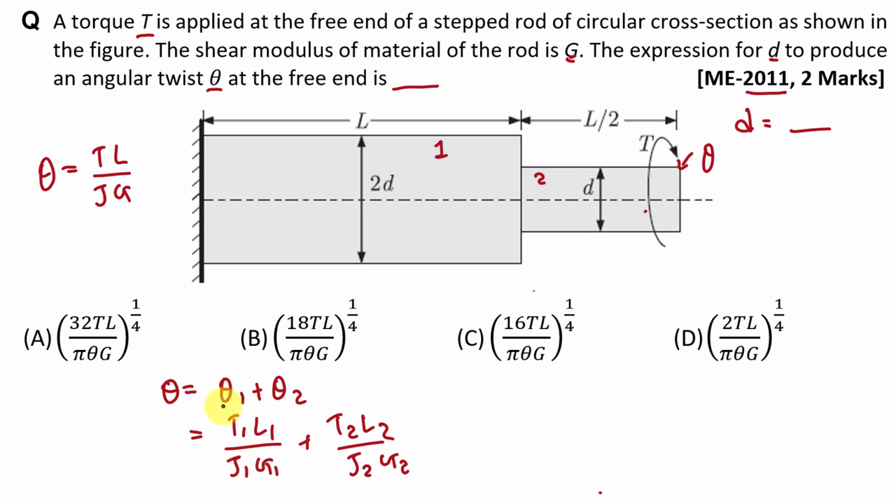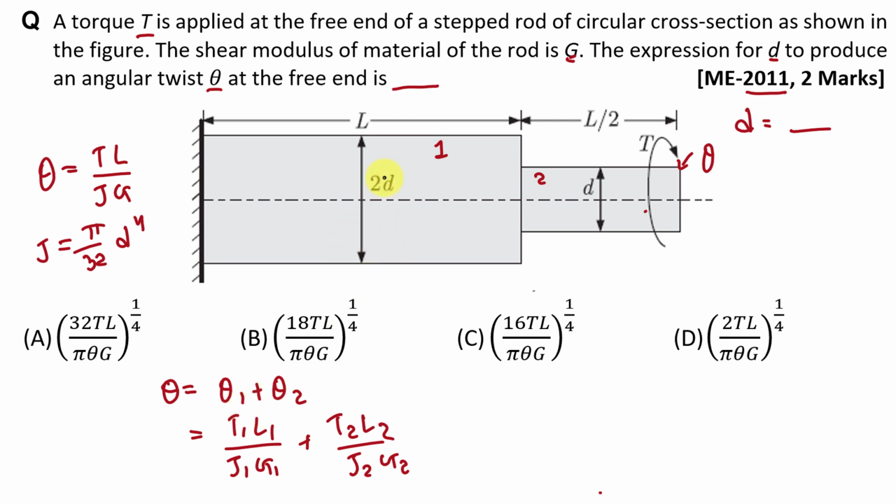We can find J, the polar moment of inertia of the rod, that is pi by 32 d raised to 4. To find the polar moment of inertia in part 1 we will take diameter equal to 2d, and to find the polar moment of inertia for the second part we will take diameter equal to d. Now we have L, J and G, but we have to find the twisting moment T in each shaft.